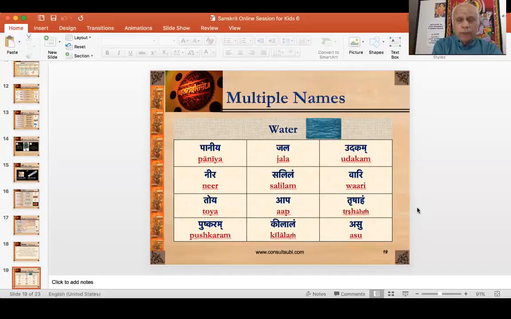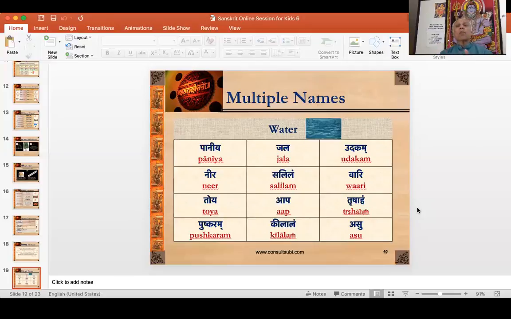Pushkaram also is water. You know, Pushkarini, if you go to Tirupati and some places, you have a tank. That's called Pushkarini, which contains water, Pushkaram. Kilalam also refers to water. Asru, water. You know, tears. In Hindi, you call it aansu, right? Aansu comes from the word asru. Asru is water. Water coming down from the eyes is called asru.